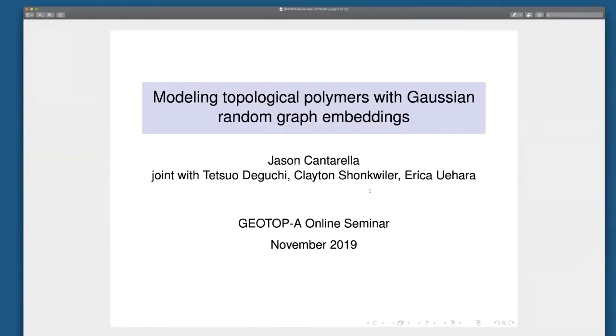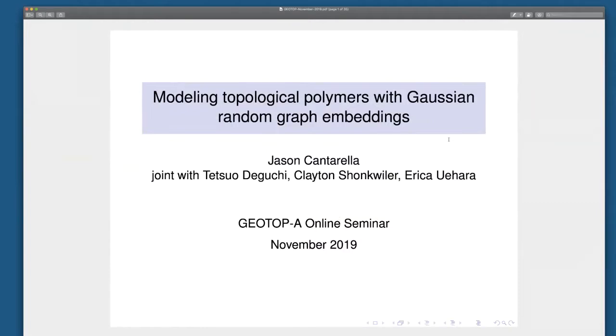Today, hopefully everyone can see my screen, I'm going to talk about a new-ish project. This is an extension of the kind of random polygon work that my group has been doing for some years. But now we're going to go past polygons to arbitrary topologies.